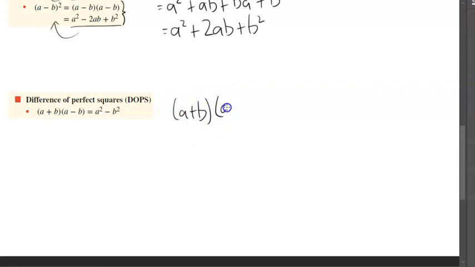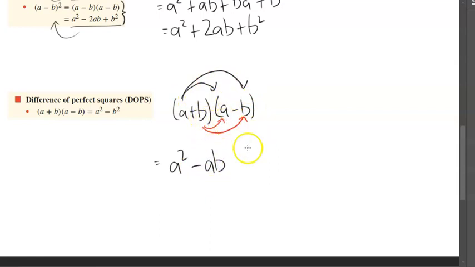When you expand this one out, again, first, outside, inside, last, we get a squared. Now this is a times negative b, so it's minus ab, and b times a, so plus ba minus b squared. So we have minus ab plus ba, or plus ab. These cancel out. We have a ba and we take away a ba. So what we're left with is just a squared minus b squared.